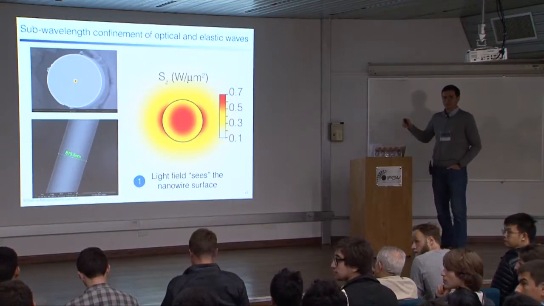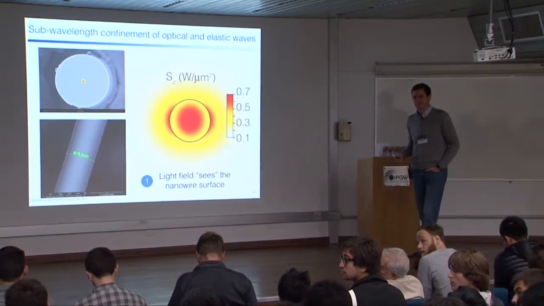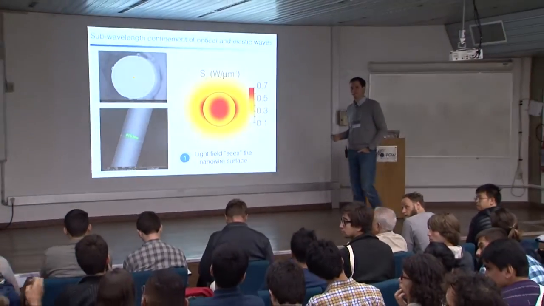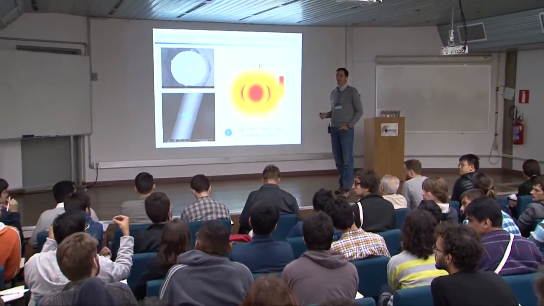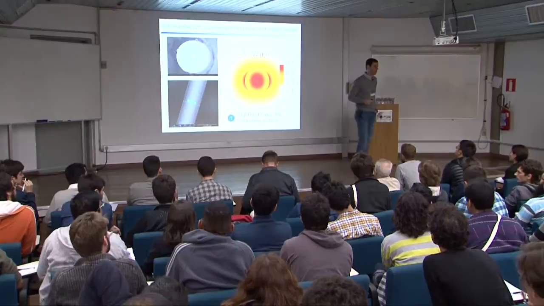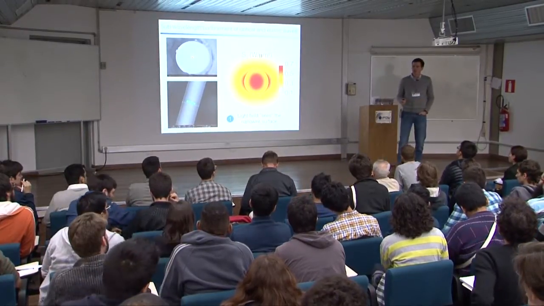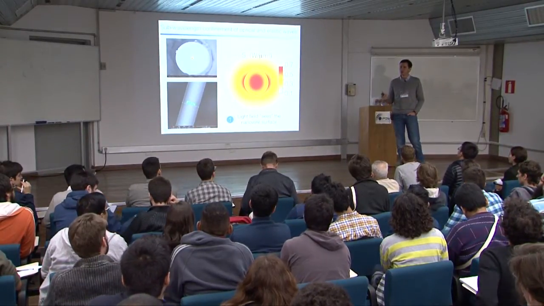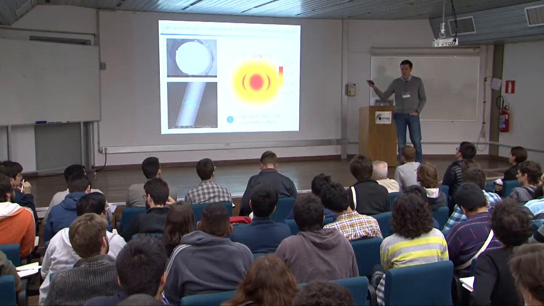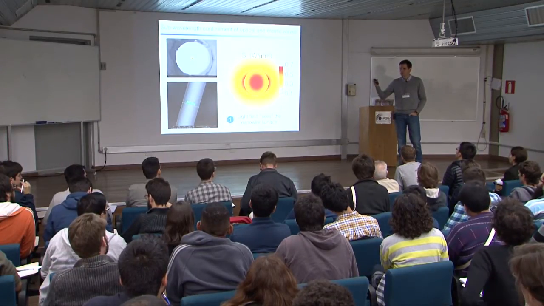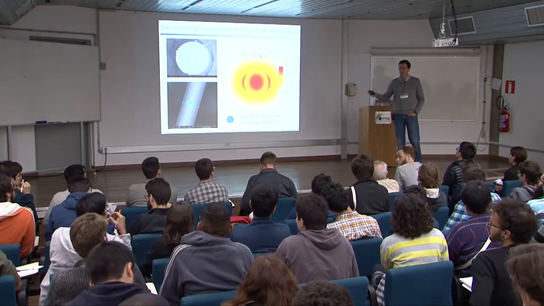How uniform? So about 1%, 2% uniformity on the diameter. So it's 500 nanometers, plus or minus 5 or 10.